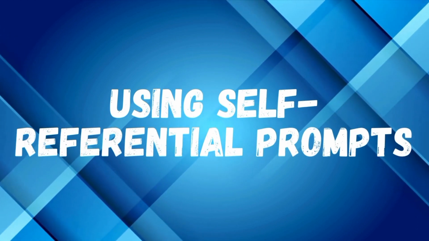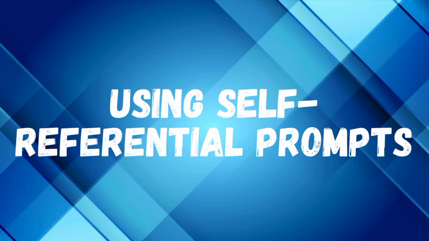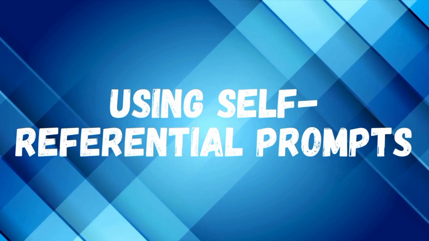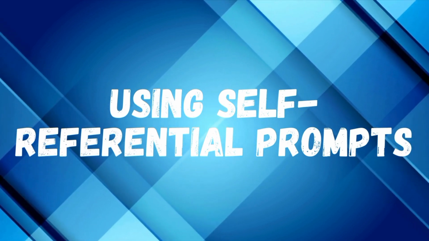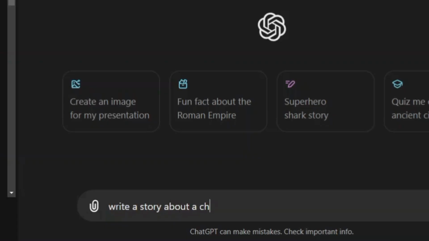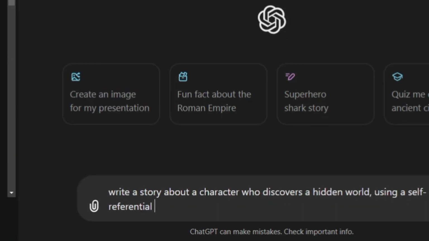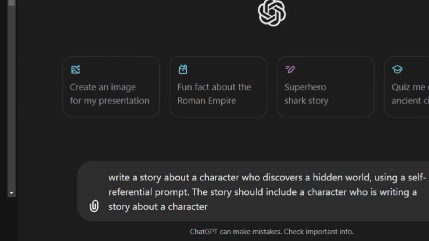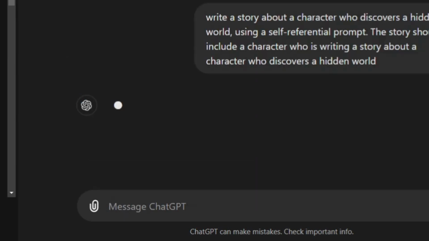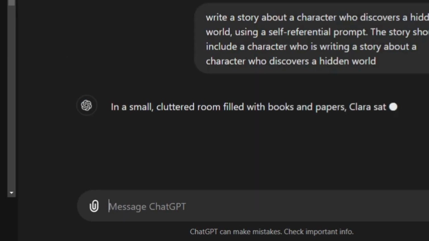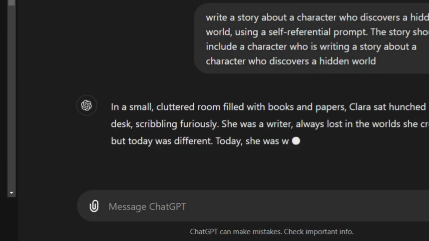Okay, so moving towards our third technique, that is using self-referential prompts. Basically, self-referential prompts involve referencing the prompt itself or the output generated by ChatGPT. Let's understand with the help of an example. A prompt is: write a story about a character who discovers a hidden world. Using a self-referential prompt: the story should include a character who is writing a story about a character who discovers a hidden world. Self-referential prompts can create a meta level of creativity and generate more innovative and engaging responses.